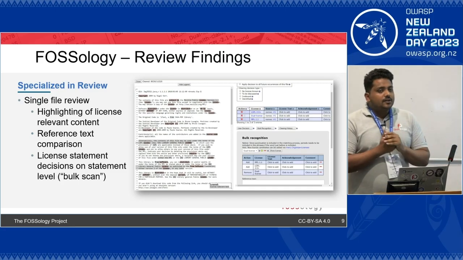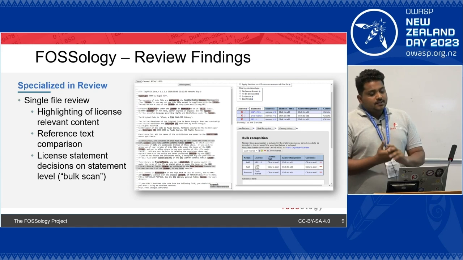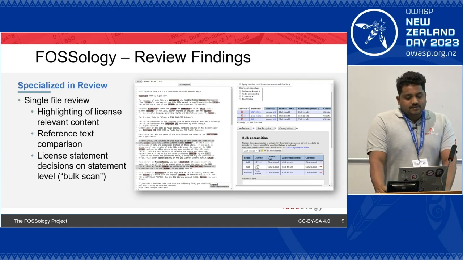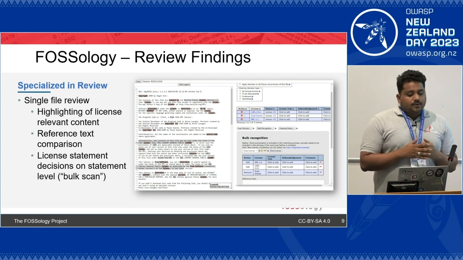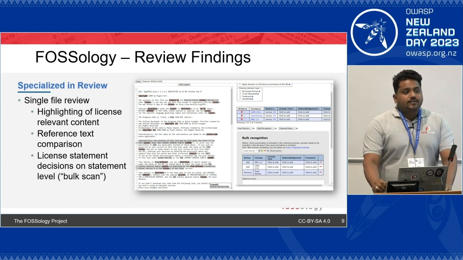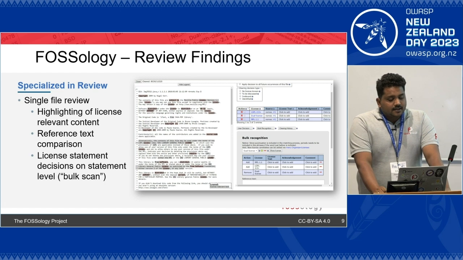FOSSology is mostly about reviewing your findings. The scanner finds it, but there might be some false positives, so you would want to review it. We provide a specialized view in the review part. We highlight the licenses which were reported by the scanners, and the reference text comparison is there. Also, you can do a bulk scan if this file or this license exists in multiple files. Then in one go you can decide on all those files using the bulk scan.